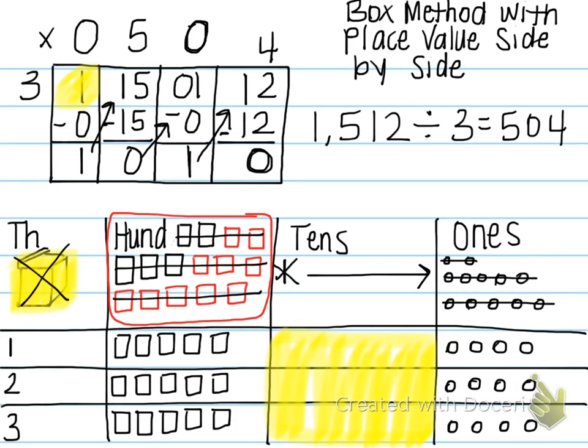Okay, I could check my work by going back and reading this backwards as a multiplication problem. 504 multiplied by 3 should equal 1,512.